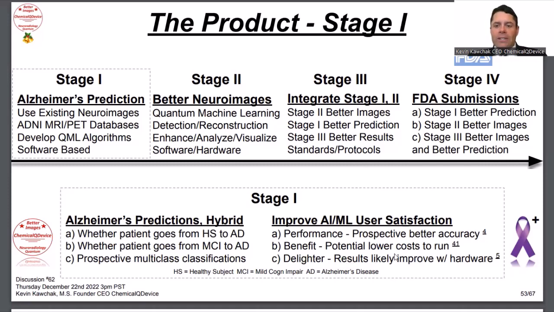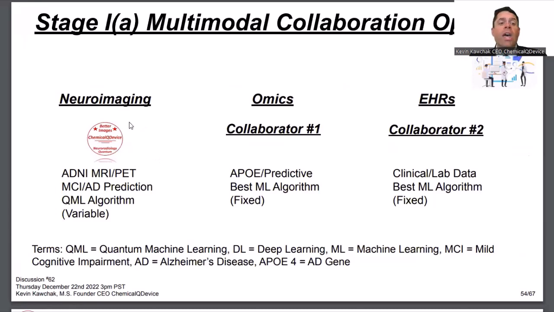And basically, the delighter with this is things will continue to improve, and there's already a number of developments in circuit optimization, meaning shrinking down your program. There are also developments where you can cut your pieces into what are called dynamic circuits, so they can run on smaller quantum computers. And basically, the multimodal collaboration options for the chemical Q device is to continue focusing on neuroimaging with these brain databases, so ADNI, MRI, PET, in specific MCI, AD prediction, Alzheimer's disease prediction.